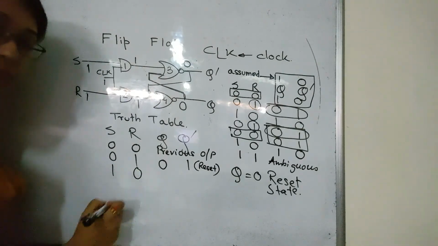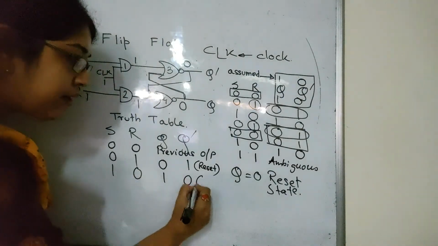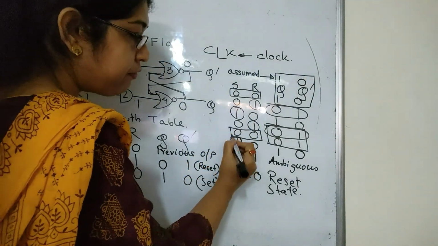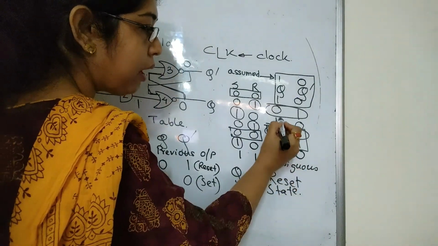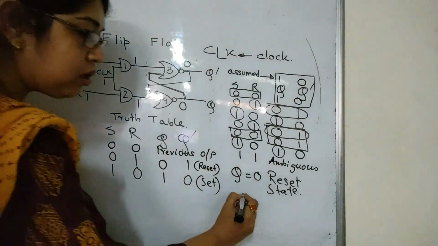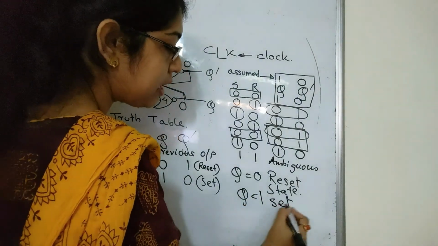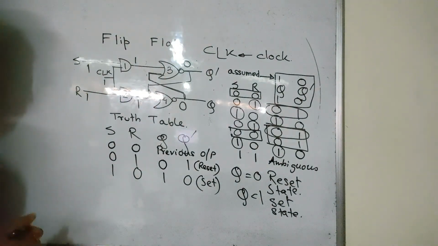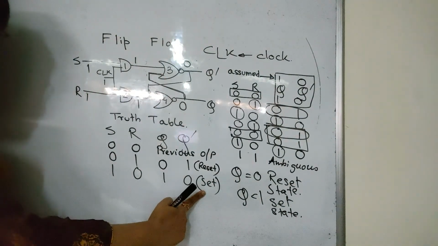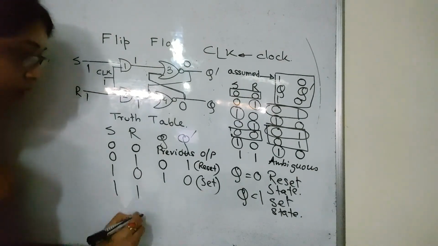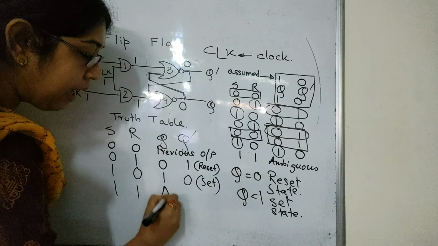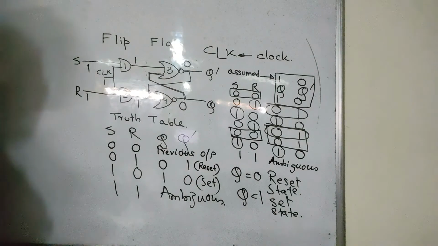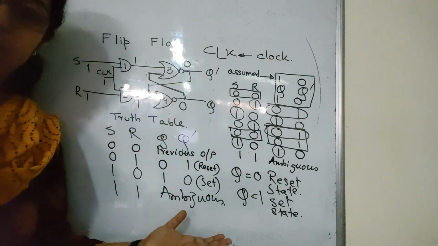S1 R0. This gives you the set state. Whenever S value is 1, we find that the Q value is also 1 in both the cases. And when Q value is 1, this is the set state of a flip-flop. So 1, 0 gives you the set state of the flip-flop. 1, 1, as we have already discussed, is the ambiguous state. So this is the working of a NOR gate SR flip-flop.